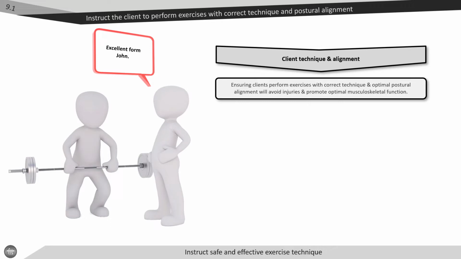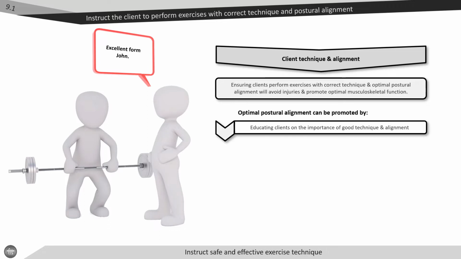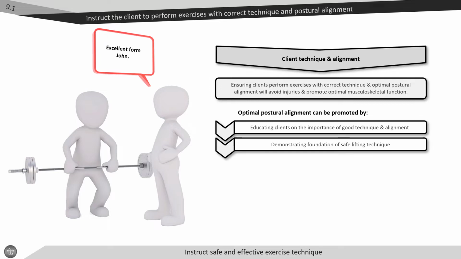Ensuring clients perform exercises with correct technique and optimal postural alignment will avoid injuries and promote optimal musculoskeletal function. Optimal postural alignment can be promoted by educating clients on the importance of good technique and alignment at all times. Demonstrating a correct deadlift, which is the foundation of a safe lifting technique, will greatly reduce any possible injuries when lifting and carrying weights.